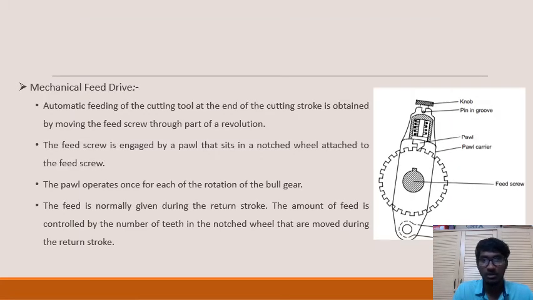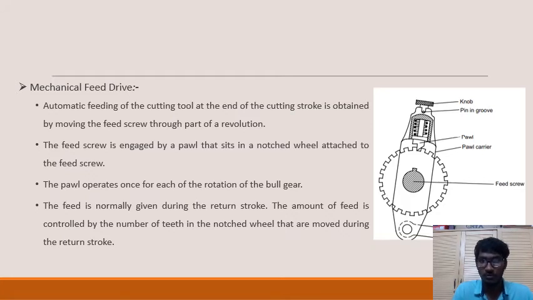So another mechanism involved in this shaper machine is the mechanical feed drive. Automatic feeding of the cutting tool at the end of the cutting stroke is obtained by moving the feed screw through part of the revolution. The feed screw is engaged by a bevel that sits in a notched wheel attached to the feed screw. The bevel operates once for each rotation of the bull gear.